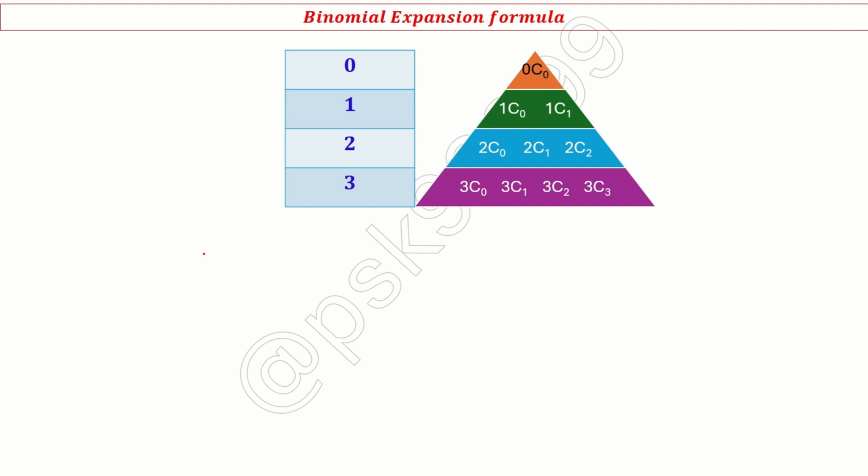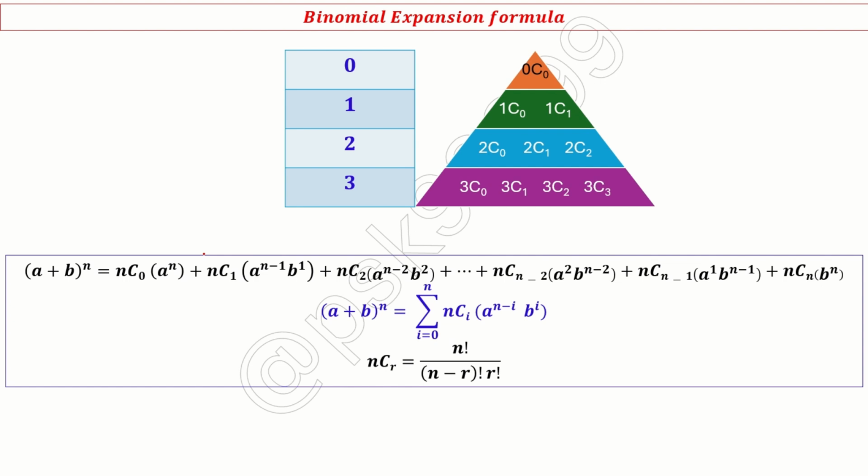This is the nCr method. Now I can write my a plus b whole power n like this: nC0, nC1 coefficients you can see, nC2 up to nCn. And the power changes like this. You take the first term to the power n, then this power will reduce by 1 each term: a to the power of n minus 1, a to the power of n minus 2, then a to the power of 2, a to the power of 1, and a to the power of 0 here. And the power of b, the second term, will increase starting from 0. Here it is b to the power of 0, b to the power of 1, b to the power of 2, and then ends with b to the power of n minus 2, b to the power of n minus 1, b to the power of n.